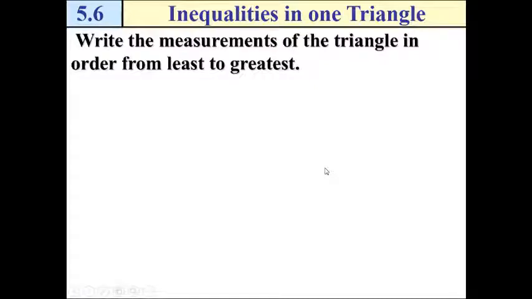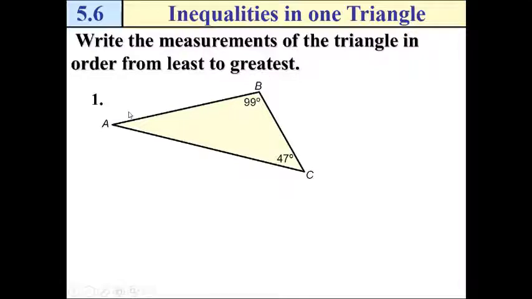Write the measurements of the triangle in order from least to greatest. Here we have only two given angles and the third one is missing. How to find the third angle? By using the triangle angle sum theorem, we can find the third angle by adding these two given angles and subtracting the sum from 180. Then the measure of angle A equals 34 degrees.